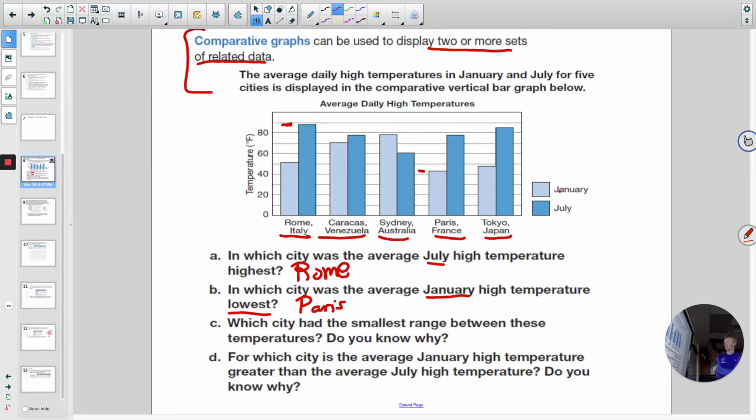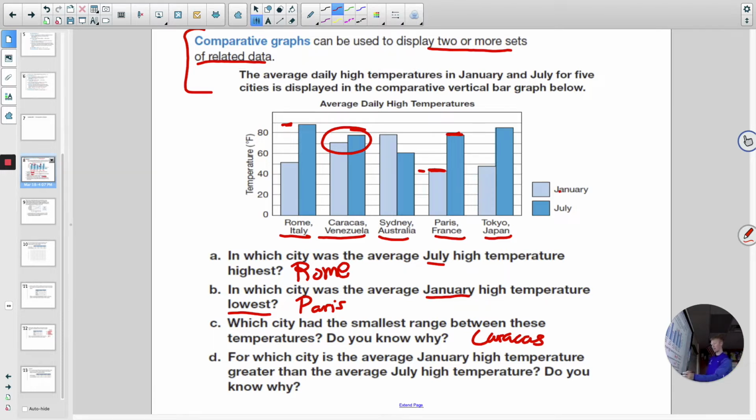C, which city had the smallest range between these temperatures? Do you know why? The smallest range would mean that the top of the blue and the top of the light blue would be the closest. So it looks like right here. That would be Caracas. All right, and do you know why Caracas would be the smallest range? Well, it's because it's a more tropical climate, right? It doesn't get that cold in the winter, and it doesn't get super, super hot in the summer. It stays around the same temperature the whole year round.